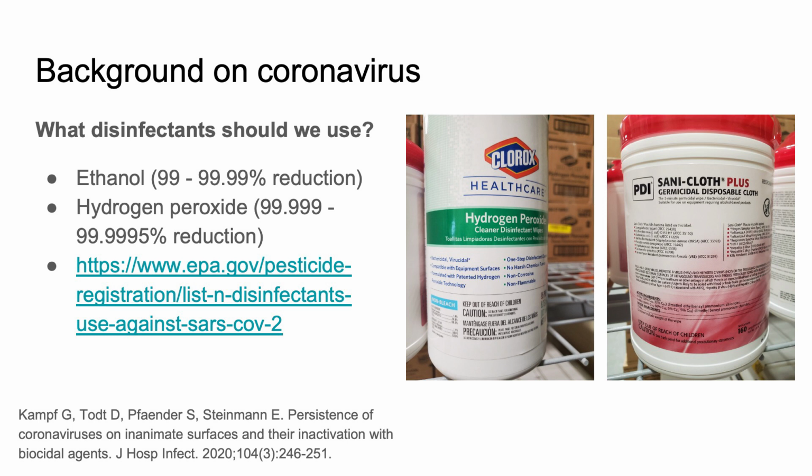Here are two examples of disinfectants that could be used. For a full list of products and other types of disinfectants that are effective against coronavirus or other pathogens of interest, check out the EPA's registered list of products. Provided on this slide is a URL for the list of products relevant for COVID-19.